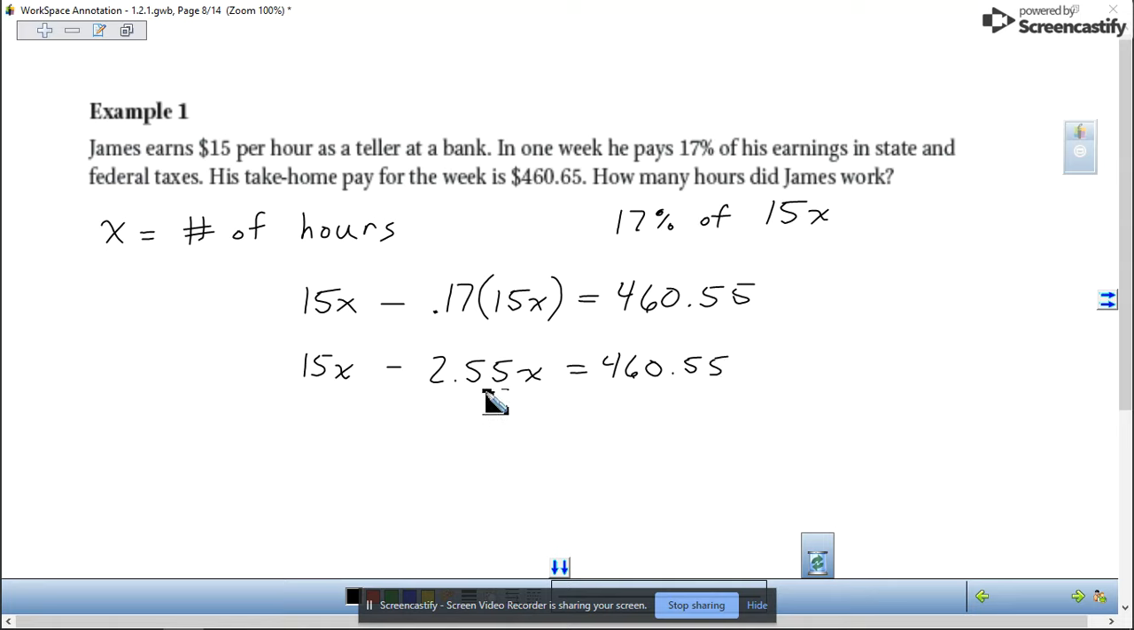The next thing to do is combine like terms. We got 15x here, 2.55x, both are x to the first, so they're like terms. And that comes out to 12.45x equals 460.55. All right, so now that's how much he actually takes home. He takes home this much per hour. So how many hours did he work? To figure that out, we need to do inverse operations. We need to divide by 12.45.